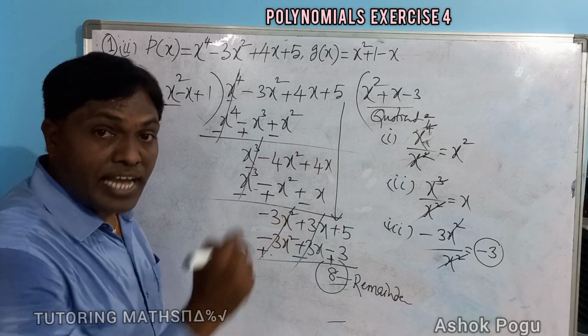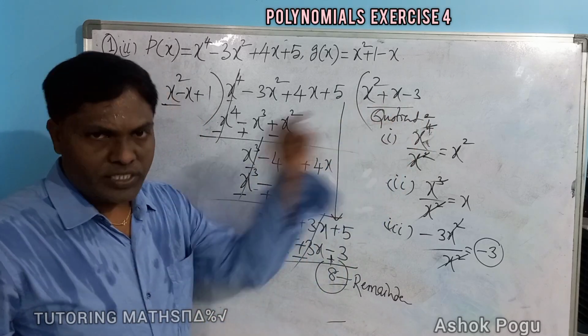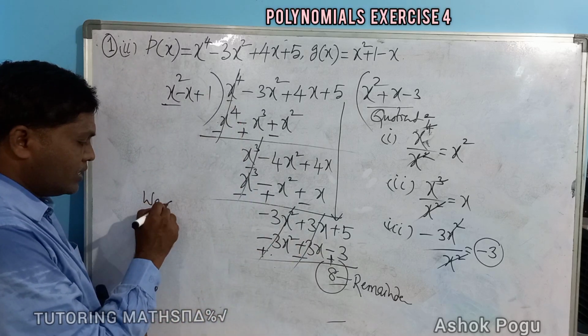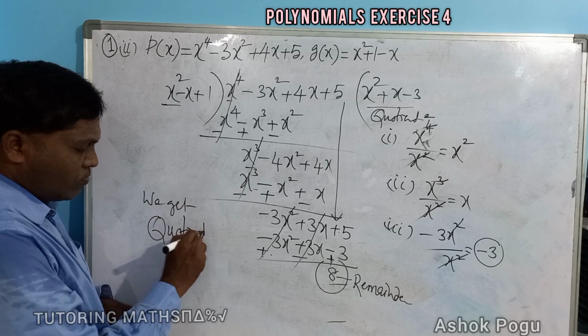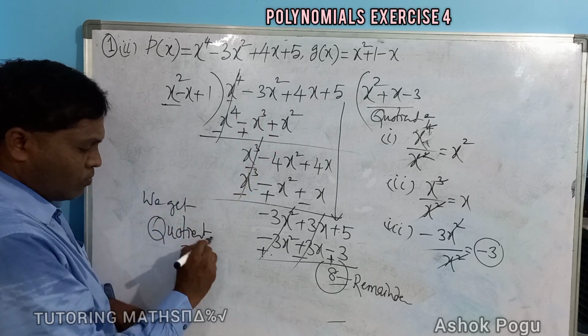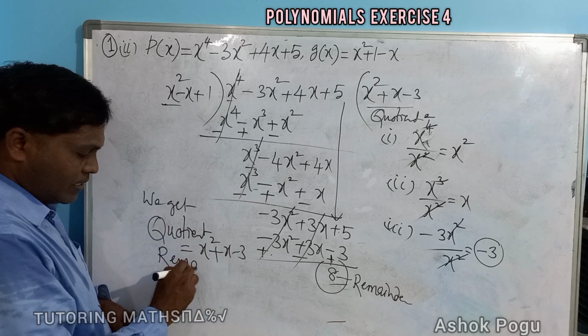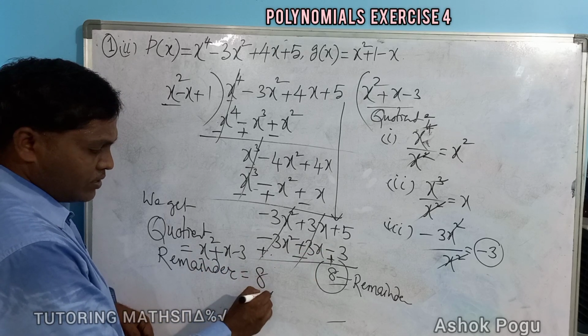So what is the quotient actually? The question is to find the remainder and quotient. How did we get it? You can write here: we get the quotient. What is the quotient? x square plus x minus 3. And the remainder, what is the remainder? 8.